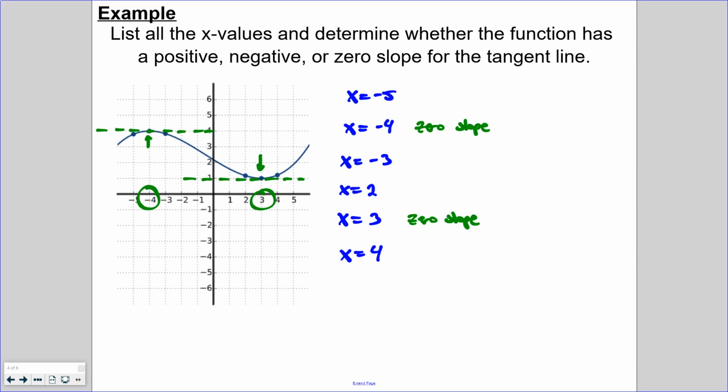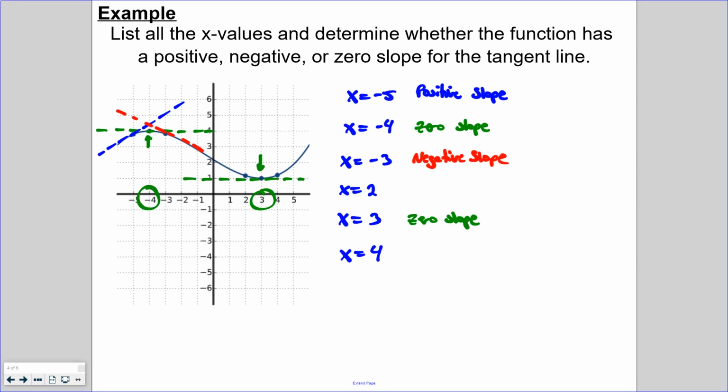Alright, well then we can start next with -5. If we were to sketch a tangent line through -5, we could see that our tangent line at -5 is increasing. So that means that at -5, we are going to have a positive slope. Next up is -3, and if we were to sketch a tangent line through... Oh, that's a bad tangent line. Let's try that again. If we were to draw a tangent line through x equals -3, it appears to be decreasing. So therefore, this would have a negative slope at x equals -3.